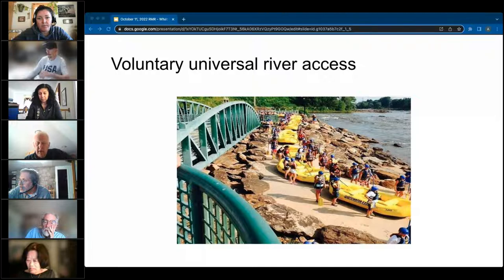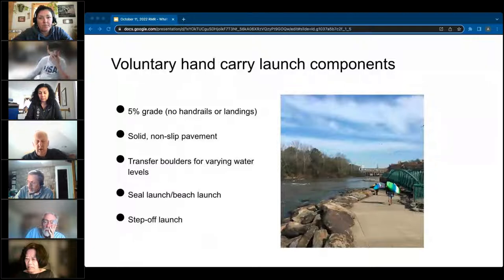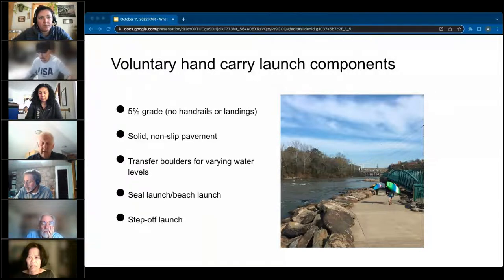This is a high volume raft launch on the Chattahoochee River in Tennessee. It is a commercial launch, as you can see. We used a 5% grade down to the river from the parking lot. What this 5% grade does is mean you don't have to have handrails or landings or any other vertical construction that could get damaged by floods. This is obviously a heavy broom finish concrete surface at that 5% grade. It meets ADA in terms of slope and cross slope.